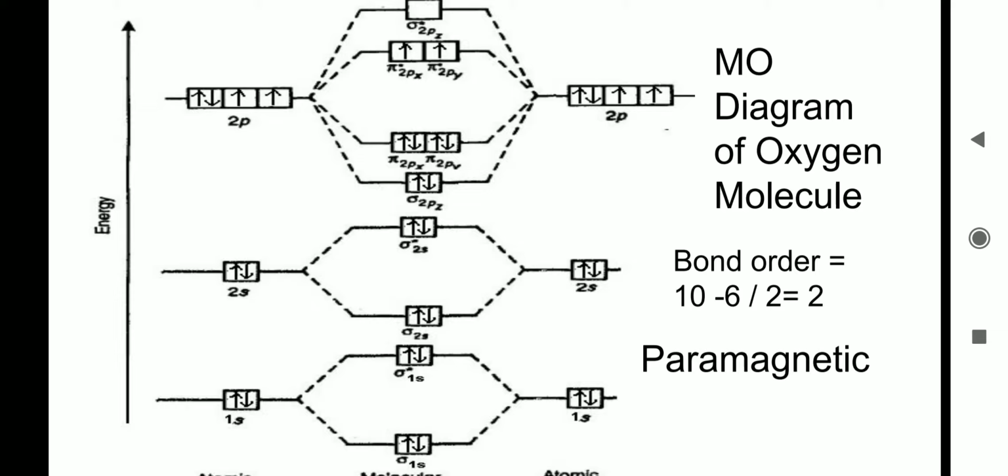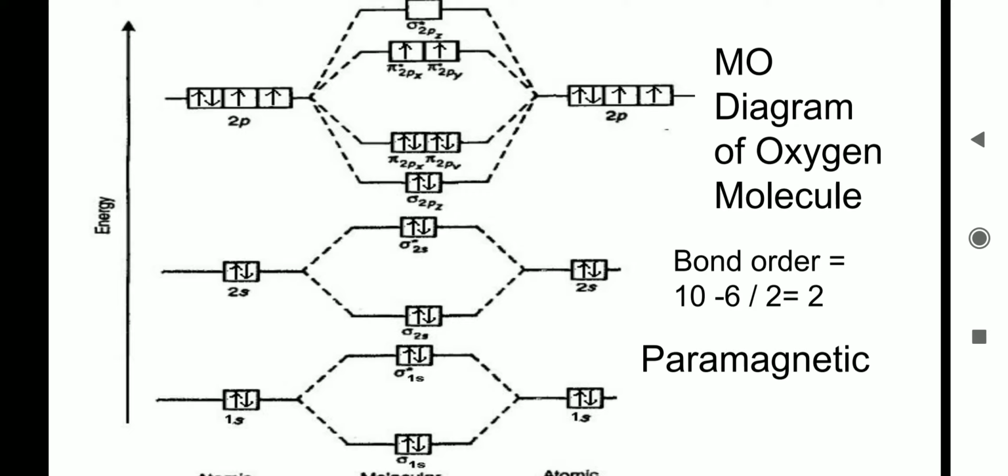What is 10? Number of electrons in the bonding molecular orbitals. And let us see where these 10 are present. 2 in the sigma 1s, 2 in sigma 2s, and the remaining 6 in sigma 2pz and pi 2px, pi 2py. So total 10 electrons are present in the bonding molecular orbitals. 6 electrons are present in the anti-bonding orbitals. Let us locate them. Sigma star 1s is having 2, sigma star 2s is having 2, and pi star 2px and pi star 2py are also having 2 electrons, 1 electron present in each orbital.